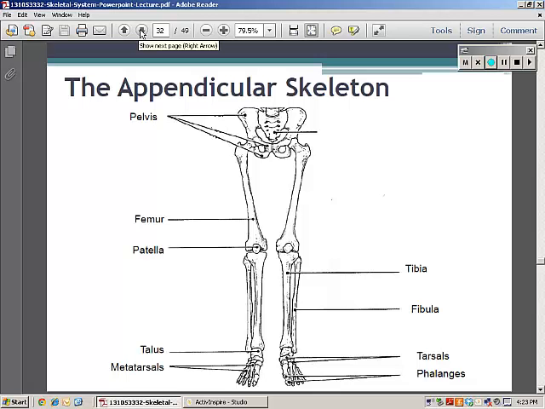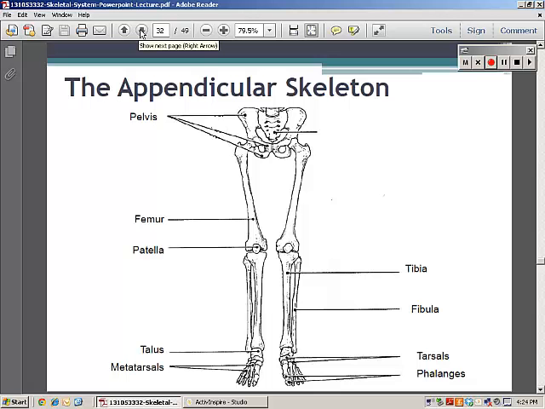So now we're going to get into our appendicular skeleton, which is the other category we find our bones in. The appendicular skeleton is referred to as such because it's mainly composed of our appendages. Appendages is a nice fancy word for just our limbs, our arms and legs. So that's why they call it the appendicular skeleton.